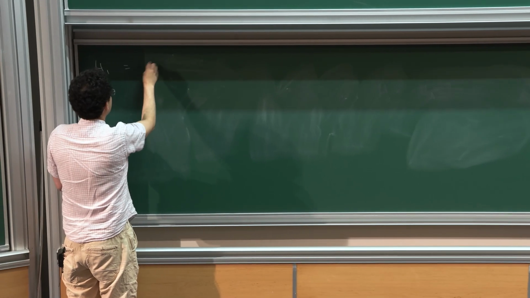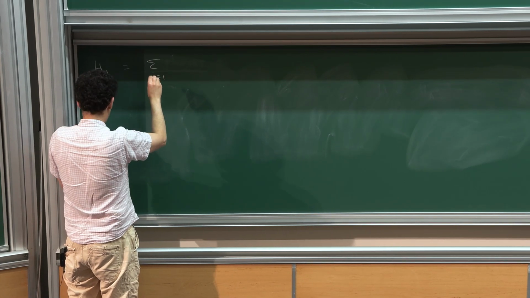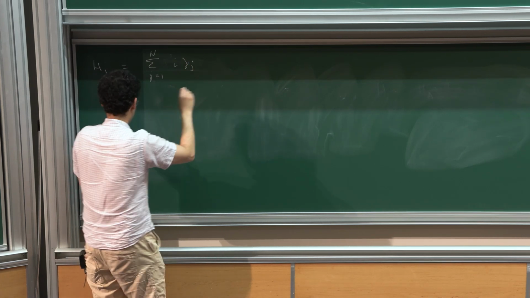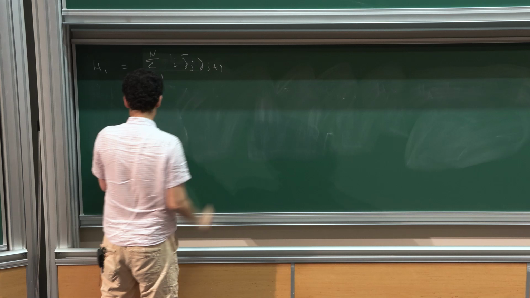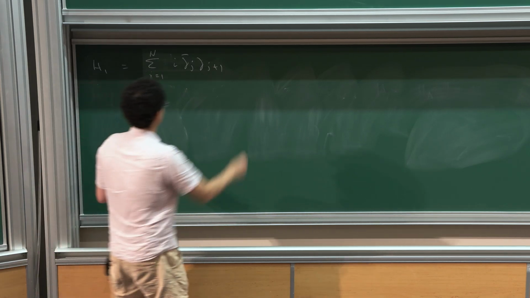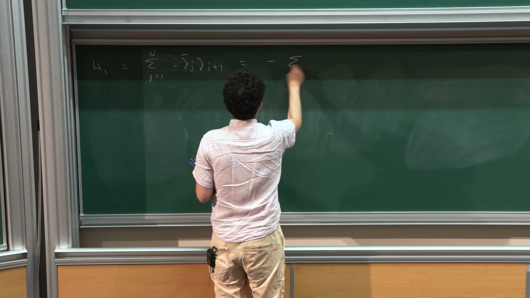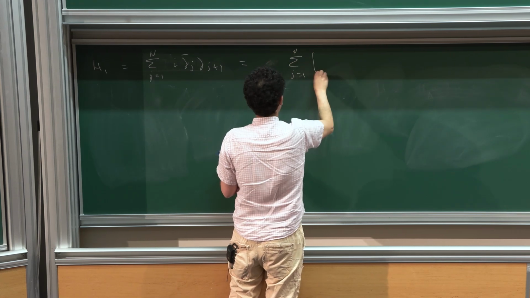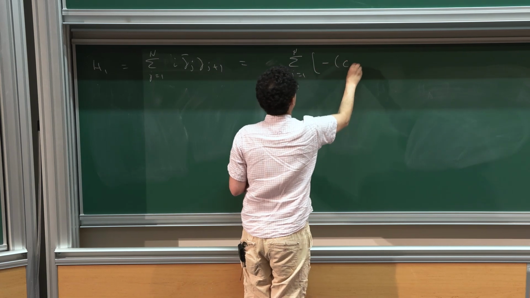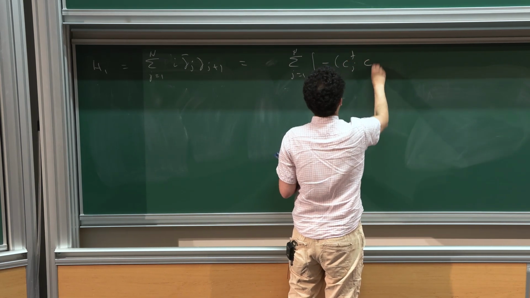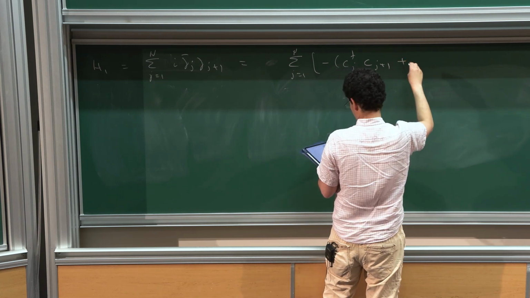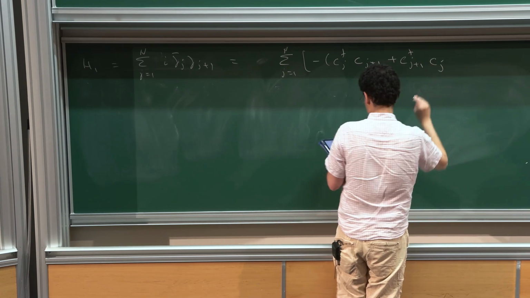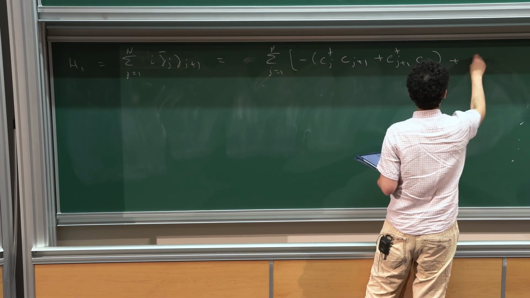H1. I'm going to pair the Majoranas in a different manner now: gamma j bar, gamma j plus 1. This can be equivalently written in terms of the C operators in the following manner. So we have now terms that connect different sides when you write it in terms of the C operators.